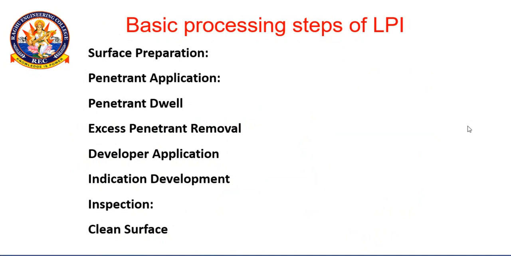Surface preparation is very, very important. Penetrant application is whatever dye penetrant we are going to apply on the material by the spraying process. Next is the penetrant dwell time, where we allow the penetrant to settle in the cracks or flaws for some time. Next is excess penetrant removal. Whatever excess penetrant is present on the surface of the material, we have to remove properly.